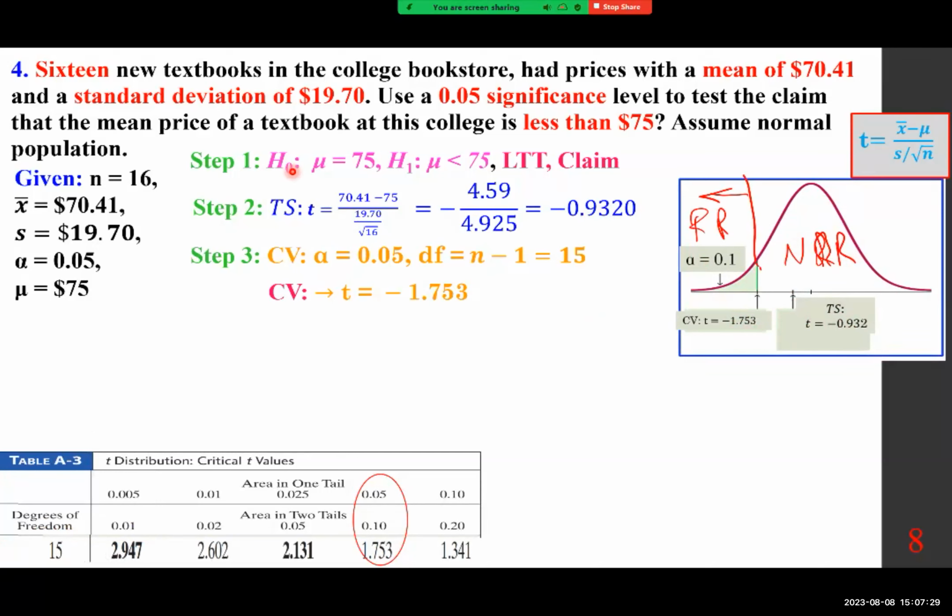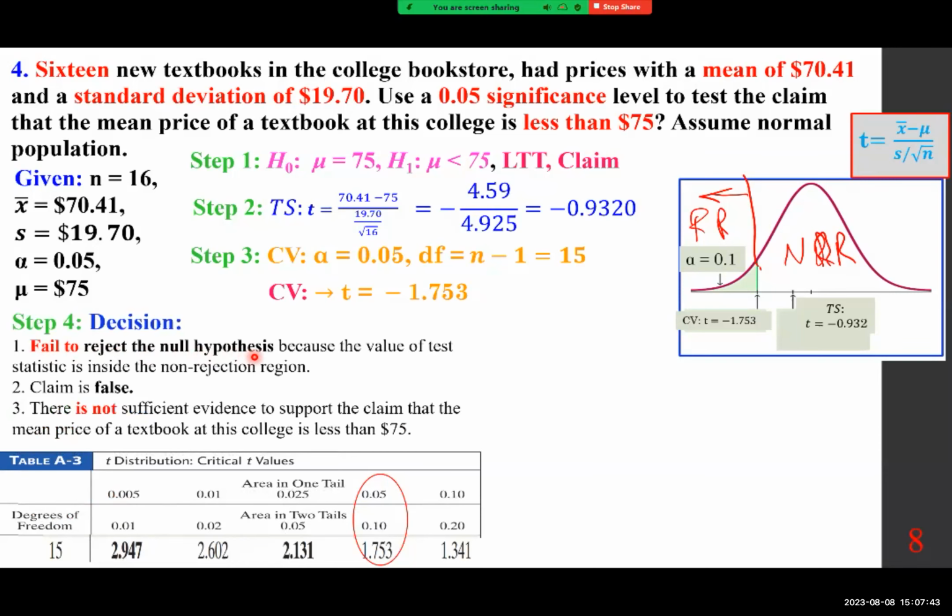So you don't reject H0. That means you fail to reject H0. If you don't reject H0, you're going to reject H1, and therefore you reject the claim. The claim becomes false, and there is not sufficient evidence to support that. So fail to reject the null hypothesis because the value of the test statistic is inside the non-rejection region. That's why. If you don't reject H0, you reject H1, the claim becomes false, and there is not sufficient evidence to support the claim that the mean price of a textbook at this college is less than $75.